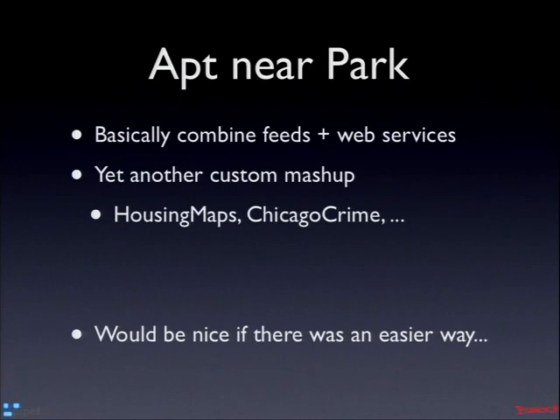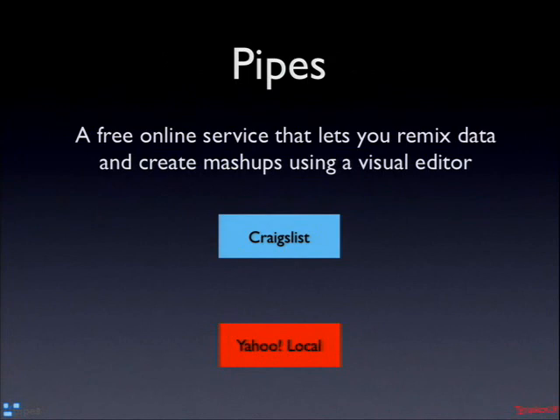But now, wouldn't it be nice if there was a more generic way of creating mashups, of taking feeds and web services and combining them to make more useful information out of what's available out there? So this is where Pipes enters the picture. Pipes is a free online service that lets you take data feeds and web services and mash them up together to create new data feeds. And hopefully that data is more useful for the end user or the developer, whoever is putting the pipe together.